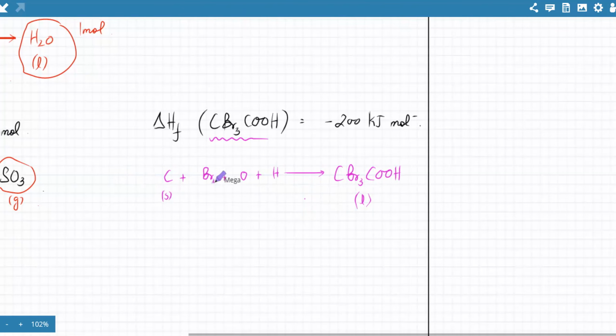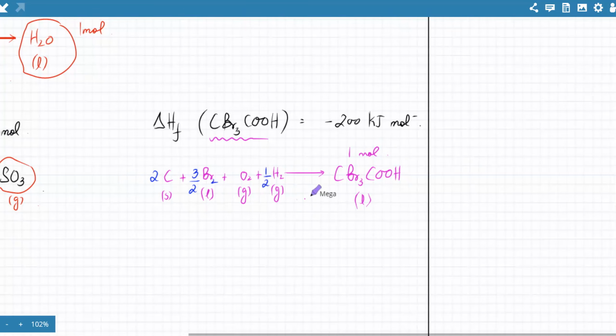bromine is going to be Br2 and it's going to be a liquid. Oxygen is O2 at room temperature, it's a gas, and hydrogen is H2 as well. It's diatomic and it's also a gas. And this has to be kept as 1 mole at all cost. So there are 2 carbons on the other side, and you've got how many bromines? 3. So I'm going to multiply this by 3 by 2, or 1.5. And how many oxygens do I have? I've got 2 oxygens and I've got only 1 hydrogen, so that would be half.